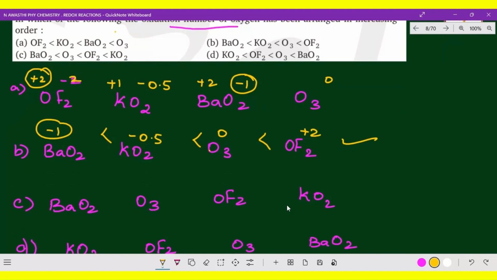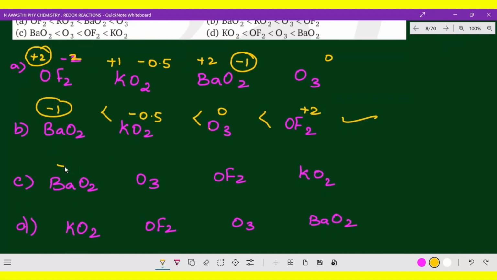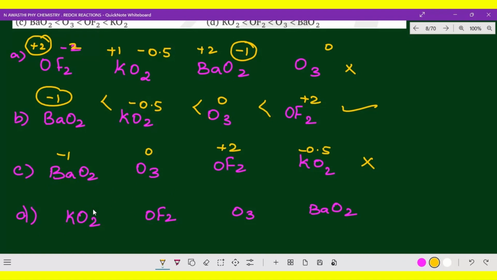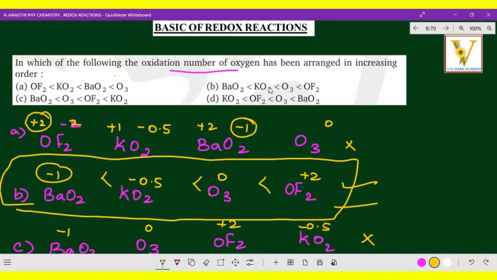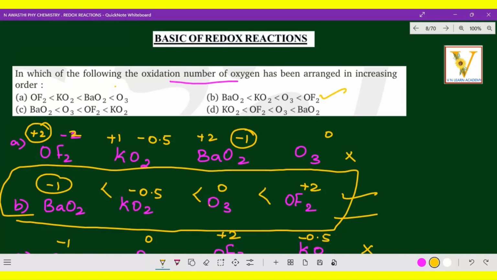Now let us check the other options also. In the same way here BaO2 is minus 1, and here ozone 0, and here plus 2, and this is minus 0.5. No, this is not the correct option, and this is also not the correct option. And in the same way the last option, here KO2: it is minus 0.5, and here plus 2, and here ozone 0, and O2. So BaO2 is minus 1. So this is not the correct way. So increasing order is option B. I hope you got the clarity. So which is the correct option? Option B: BaO2, KO2, O3. This is the correct option. I hope you got the clarity. Come on, let's go to the next question.